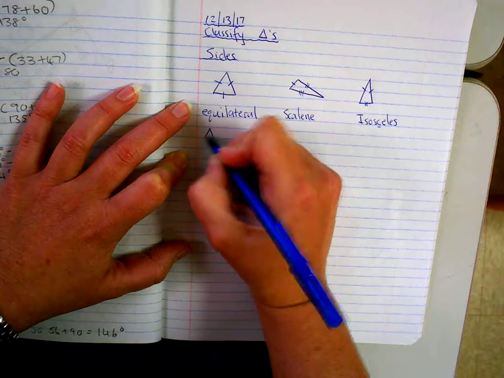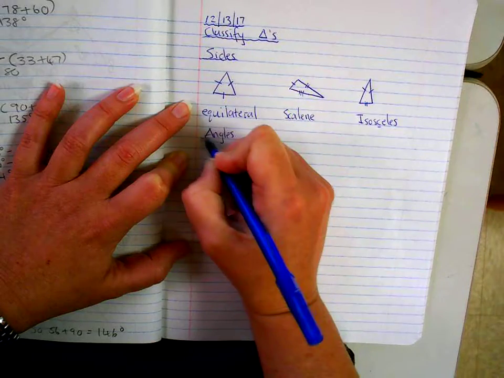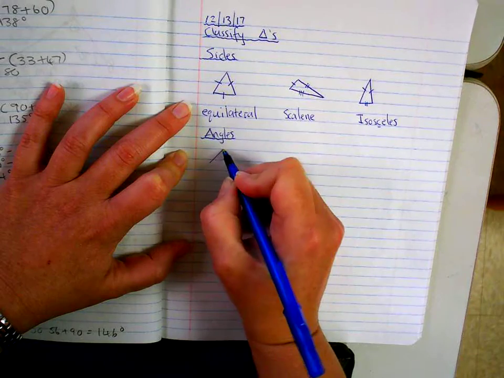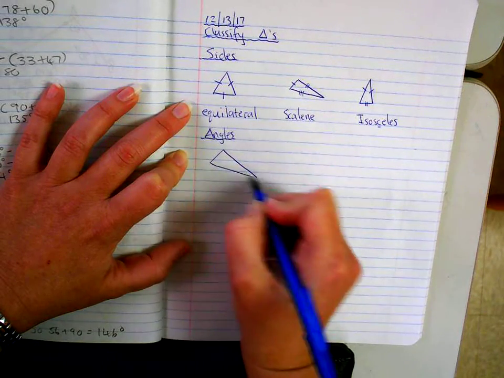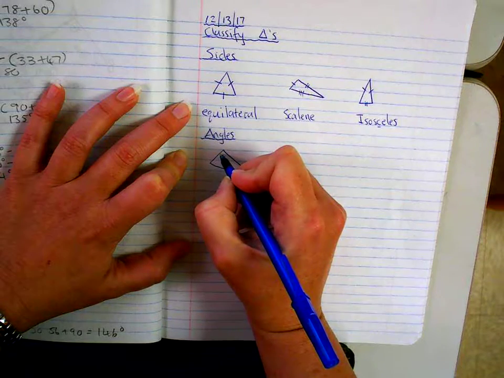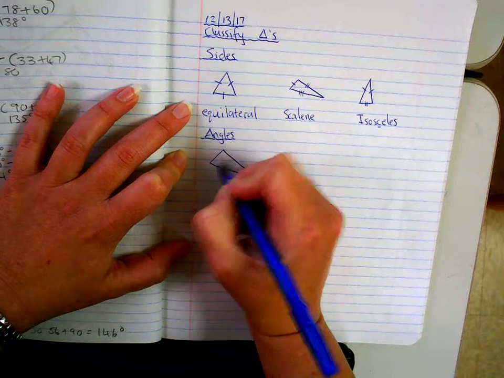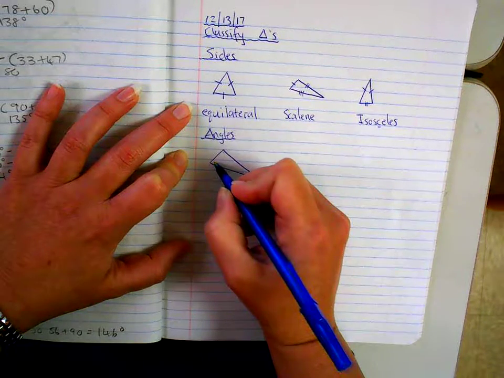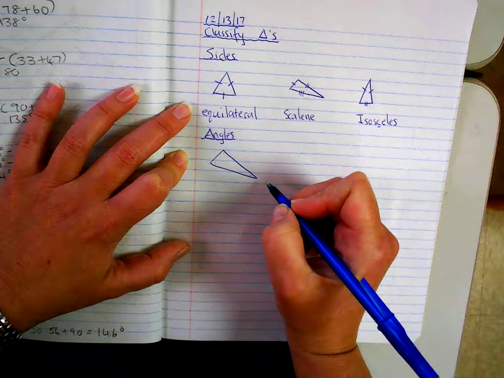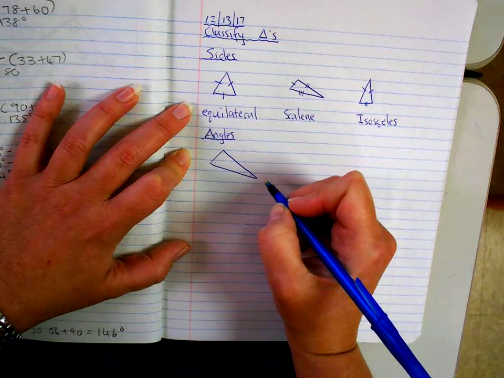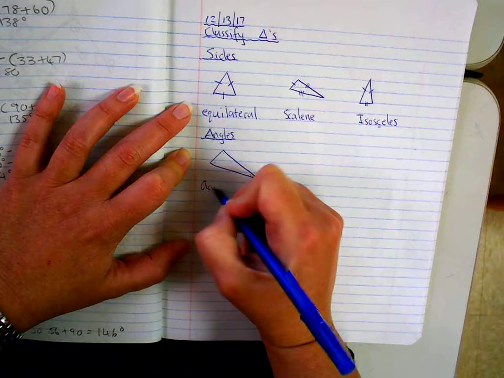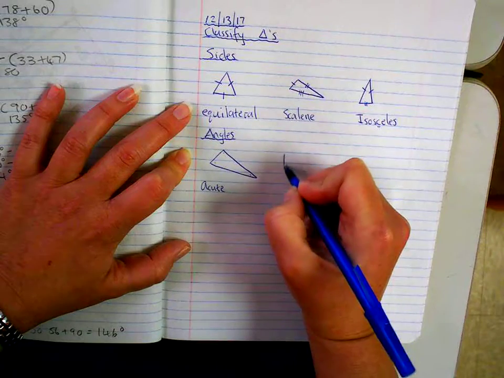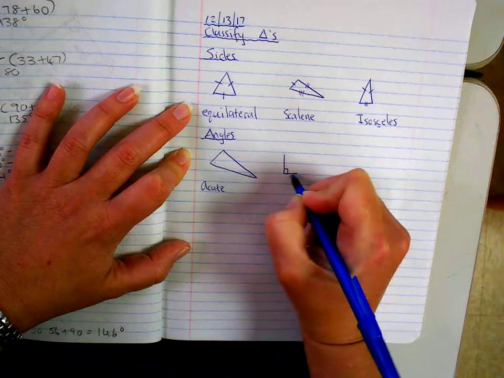So now we're going to look at the angles. The first one that comes to mind is like this one, that maybe looks like this. Okay, this angle is acute, this angle is acute, and this angle is acute. I mean, each of these 3 angles is less than 90 degrees. So we can call this an acute triangle.